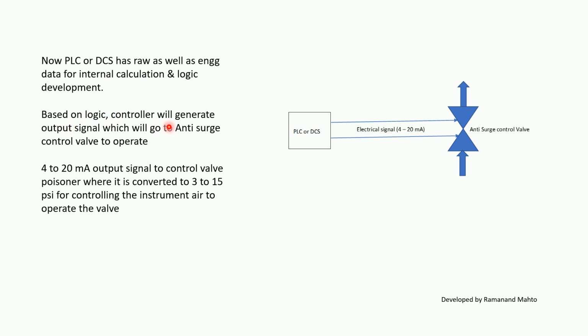Based on the logic, the controller will generate an output signal which will go to the anti-surge control valve to operate it. A 4 to 20 milliamperes output signal will be generated to the control valve positioner, where it is converted into 3 to 15 psi for controlling the instrument air to operate the valve. So the PLC or DCS will give the output to the anti-surge control valve based on the logic adopted for the surge control, and this 4 to 20 signal is again converted into a pneumatic signal, which is used for opening the valve.